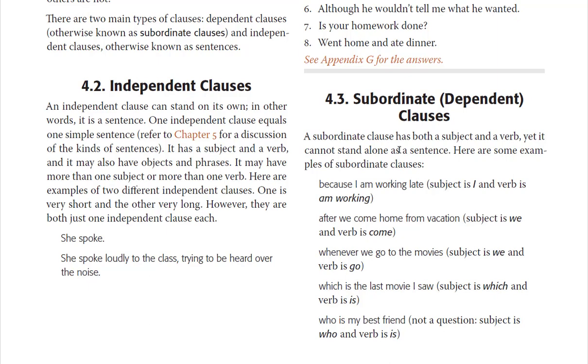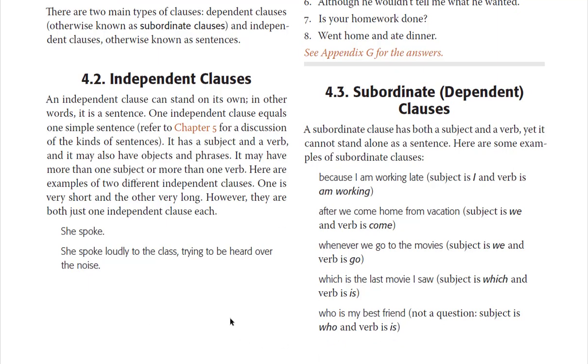So a subordinate clause has both a subject and a verb, yet it cannot stand alone as a sentence. Here are some examples of subordinate clauses. Because I am working late, it's not a complete thought, so it is a dependent clause. After we come home from vacation. Also not a complete thought, because it starts with a subordinating conjunction. After, whenever, which, and who are all subordinating conjunctions. And whenever you start a sentence with a subordinating conjunction, then it's a dependent clause.